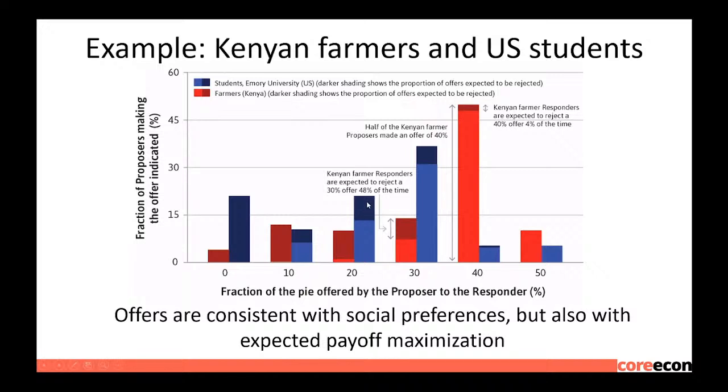So, for instance, there were more students that proposed this rather selfish split of 80-20 than farmers. Now, this was the modal choice for students, 70-30. And we see it's still not super popular among the farmers. And this shaded area tells us that Kenyan farmer responders are expected to reject a 30% offer about 50% of the time.